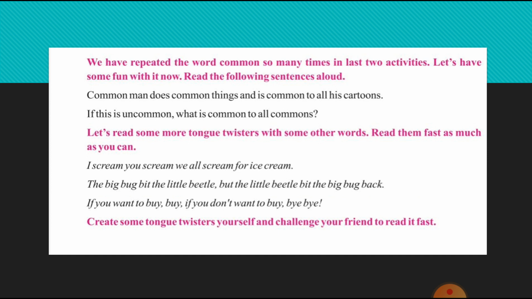And they have asked you to create some tongue twisters yourself and challenge your friend to read them out as fast as he or she can. So let me read a few to you.